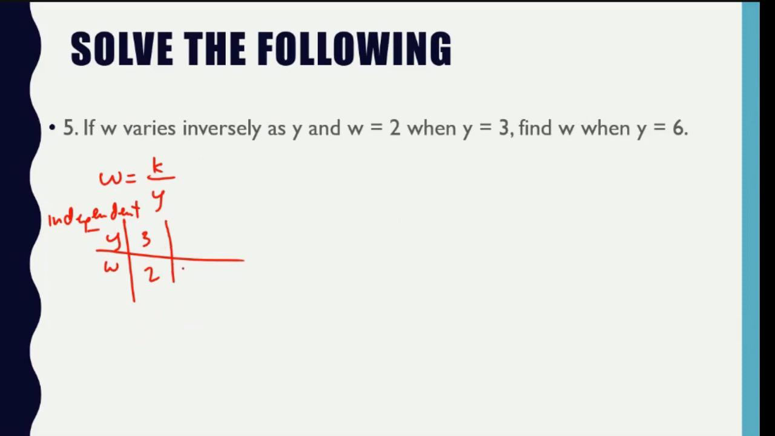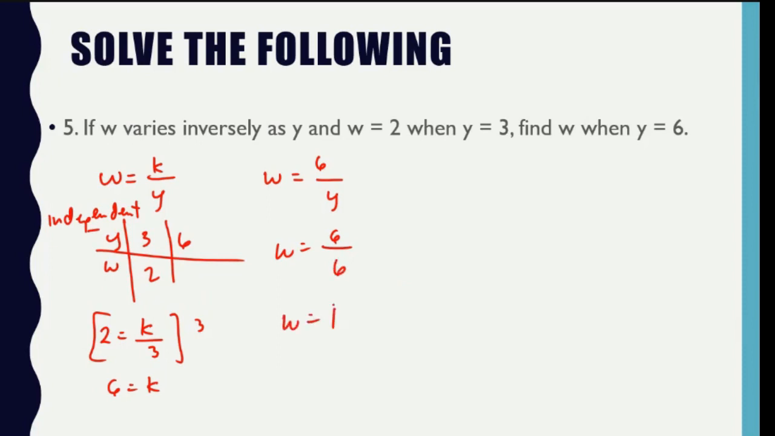Okay, find w when y is 6. Again, I will substitute the initial values of w and y to our tentative equation. 2 is equal to k over 3. Multiplying both sides by 3 to solve for k, you will have 6 is equal to k. So I will substitute k is equal to 6 to our tentative equation. W is equal to 6 over y. Okay, we will now solve for w when y is 6. So w is equal to 6 over 6. W is equal to 1.